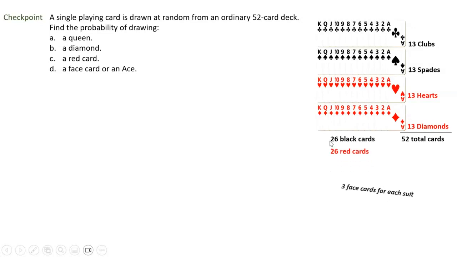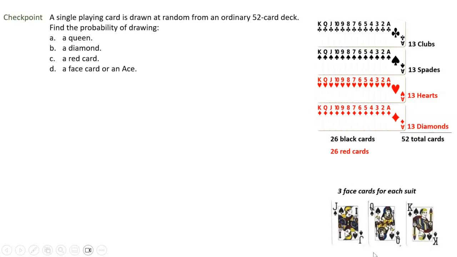Now face cards. What are face cards? Face cards are cards that have a face, right? These are the face cards. That's called the jack, the queen, and the king. So each suit has 3 face cards. Okay, now let's start doing this checkpoint.